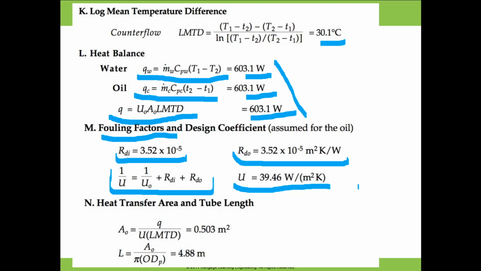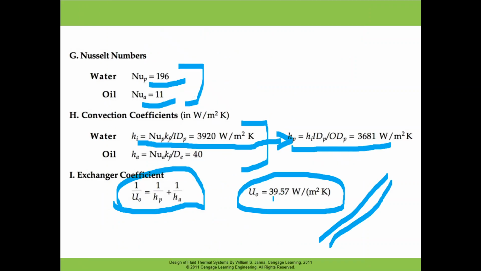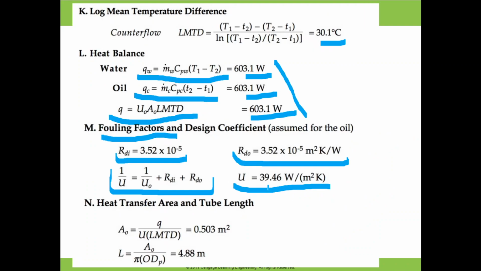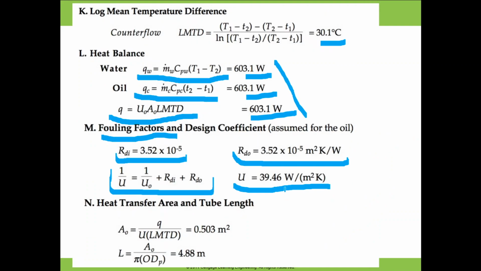If for the same rate of heat transfer, the overall heat transfer coefficient value is now reduced, before it was 39.57 watts per meter square Kelvin, and now it is 39.46. So 39.46 is slightly smaller than the old value. So if you keep the rate of heat transfer the same, and you keep the temperature difference the same, and you want basically the LMTD the same, so you keep everything the same.